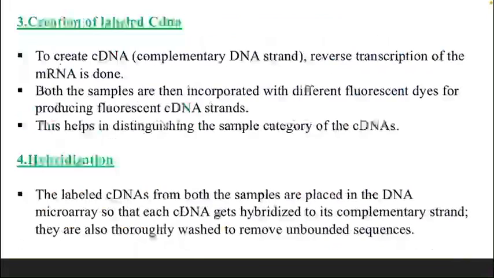So then to create the cDNA, we will make use of the reverse transcription method. From the mRNA, we will get the cDNA strands. So with the help of this, it can be easy to distinguish the sample category of the cDNA. Next process is the main principle behind this process, that is the hybridization. Here the cDNA from both the samples are placed in a microarray so that each cDNA gets hybridized to its complementary strands, and also it is thoroughly washed to remove the unbound sequence.